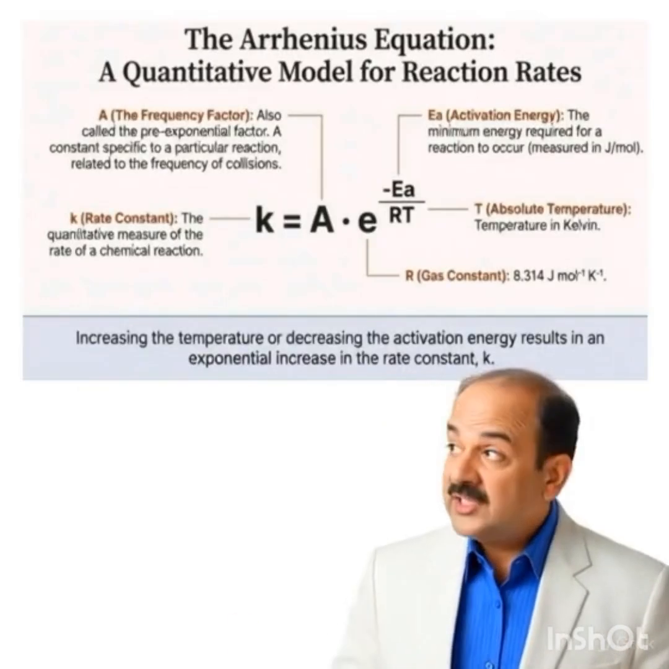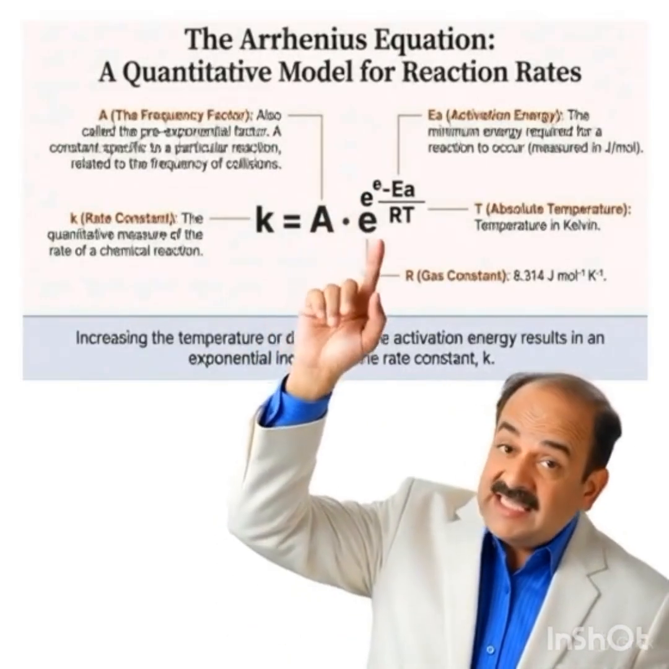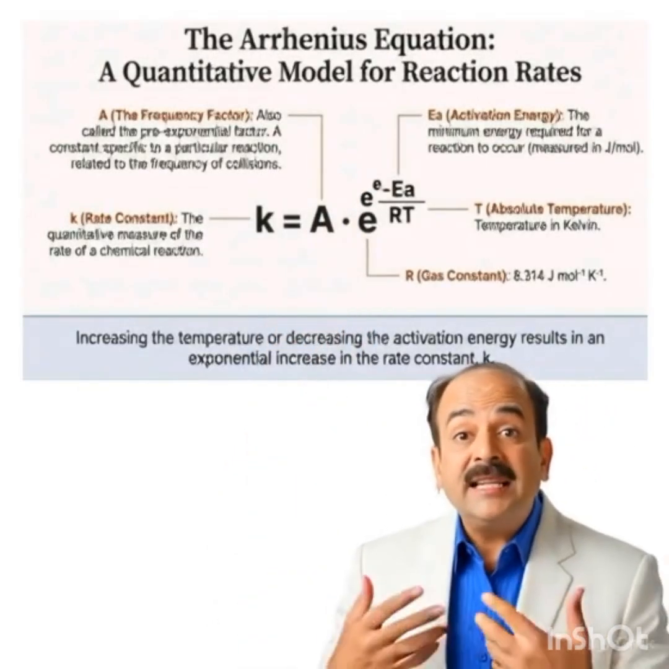The Arrhenius equation is k equals A e to the power of minus Ea over RT. This shows an exponential relationship.